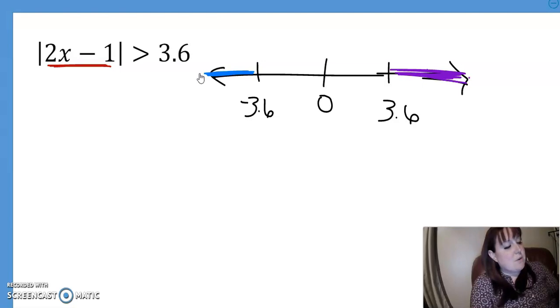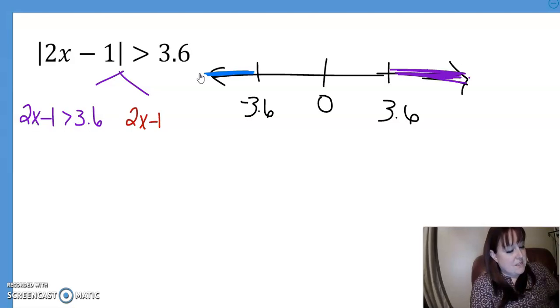So what I do when I'm going to solve this is split it into two options. So we have 2x minus 1 is greater than 3.6 is one of our options. And then the other option is that 2x minus 1, all the stuff inside the absolute value, has to be less than negative 3.6 because that would make it further away from 0. That would make the absolute value of it greater than 3.6. Okay, so we solve both of these.